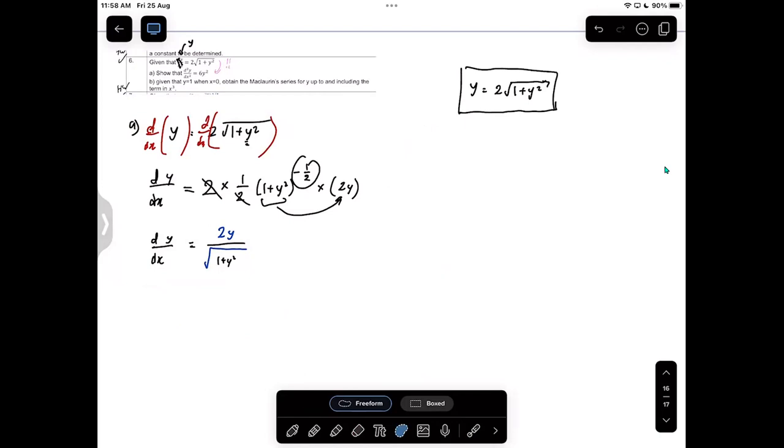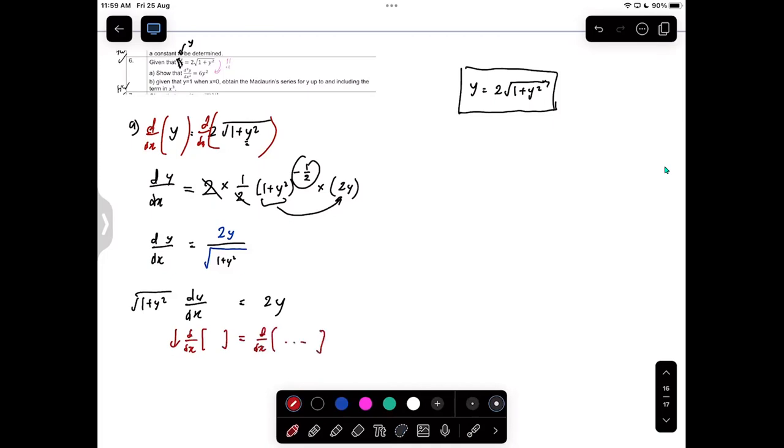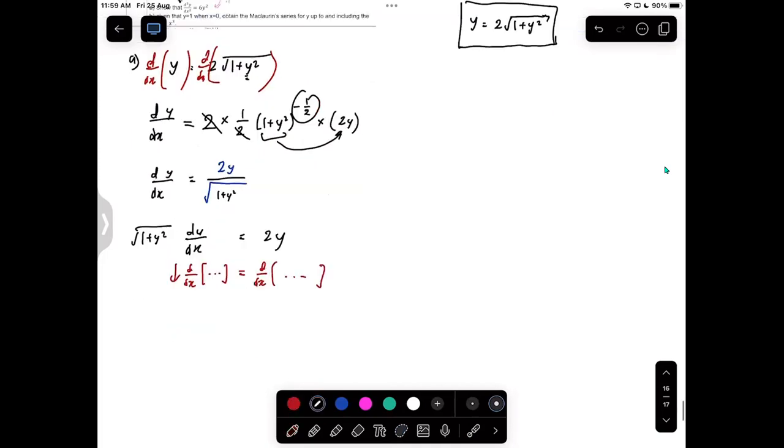Then here, what can we do? We can differentiate again using quotient rule, but I think it would be smarter if we do the following. First multiply by the root 1 plus y squared. dy/dx times root 1 plus y squared equals 2y. Then you differentiate both sides. Okay, then we have to use product rule.